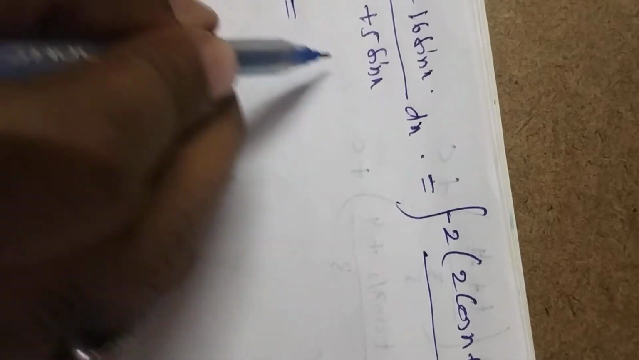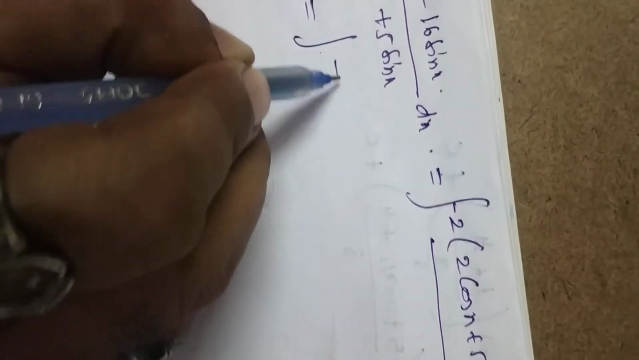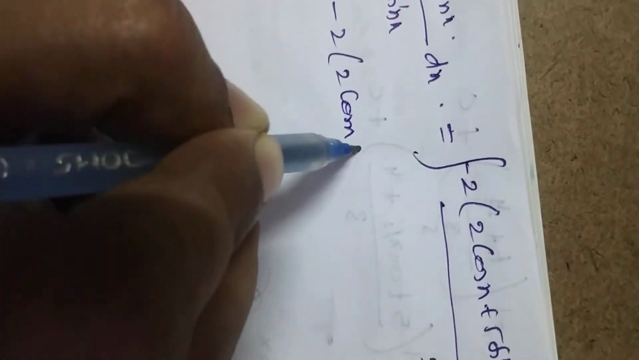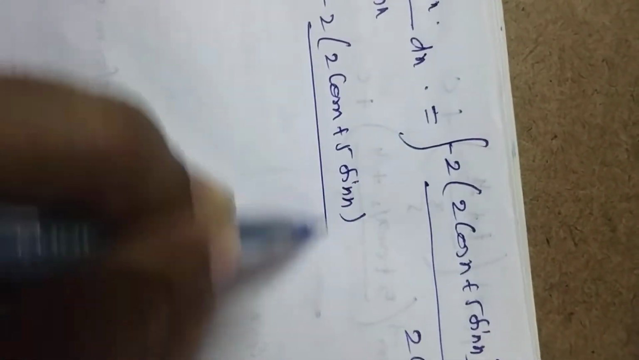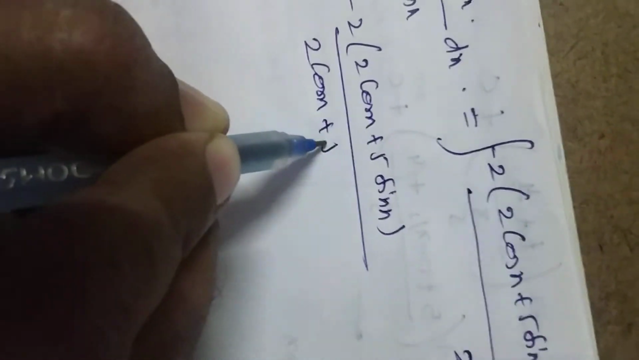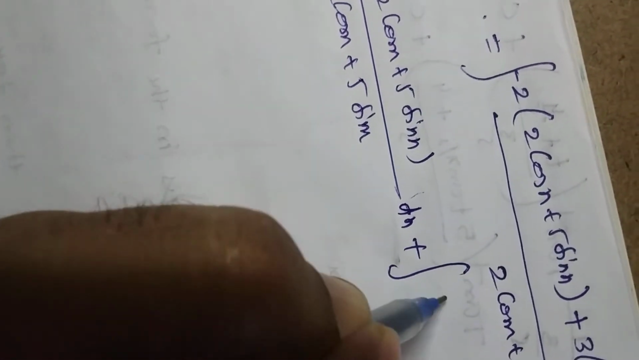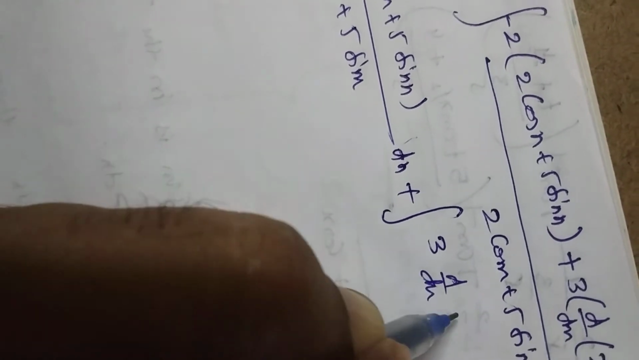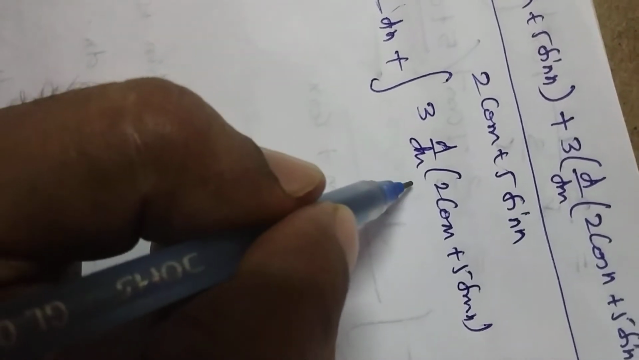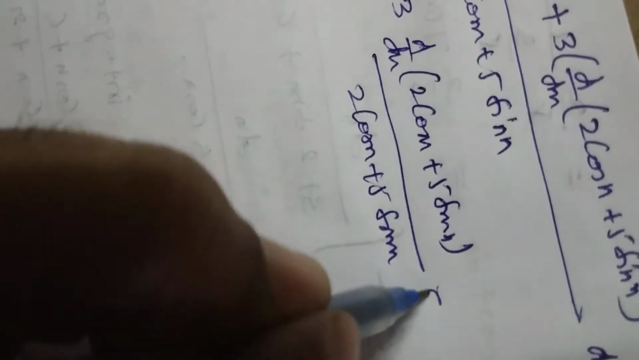So integration for this. So this is equal to, now separate them. Integration of minus 2 into 2 cos x plus 5 sin x by 2 cos x plus 5 sin x dx, plus integration of 3 into d by dx of 2 cos x plus 5 sin x by 2 cos x plus 5 sin x dx. So here these two get cancelled.